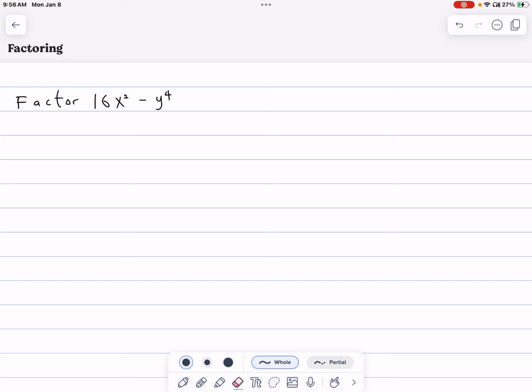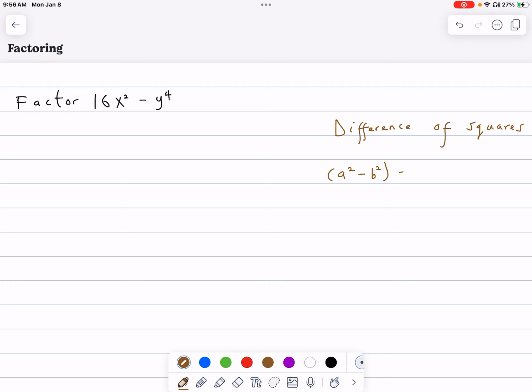Okay, I have an idea. We can use what is called the difference of squares. We're going to write it here, difference of squares. And what does this state? It states that a squared minus b squared equals (a minus b)(a plus b). So we can use this idea to factor the given expression.